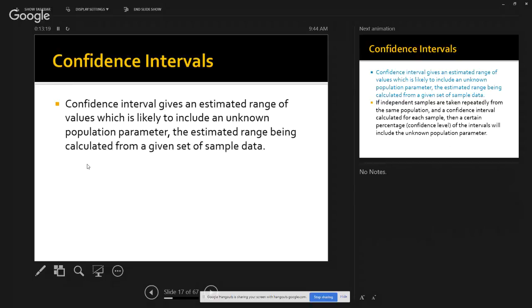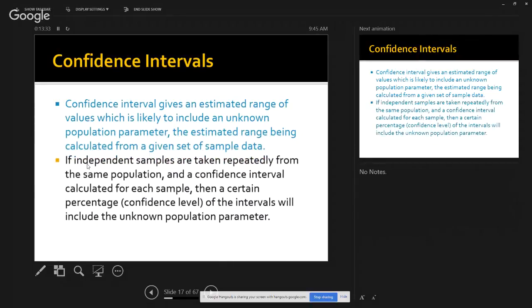So a confidence interval gives you an estimated range of values that is likely to include this population parameter. So it's an estimated range. If we have different samples taken repeatedly from the same population, the confidence interval is calculated for each sample, and a certain confidence level then will be known for that population parameter, theoretically.